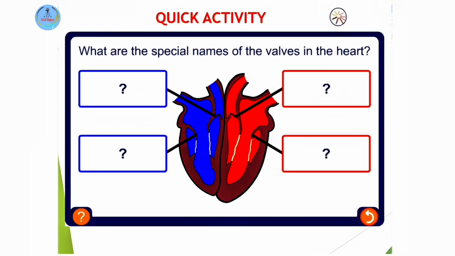Okay, another quick activity for you. We are going to make this as fun and interactive as possible. I want you to identify the respective valves. See if you can remember them.